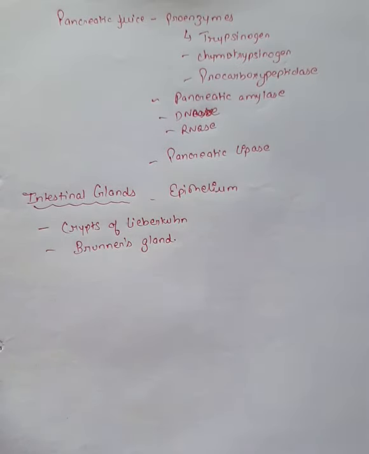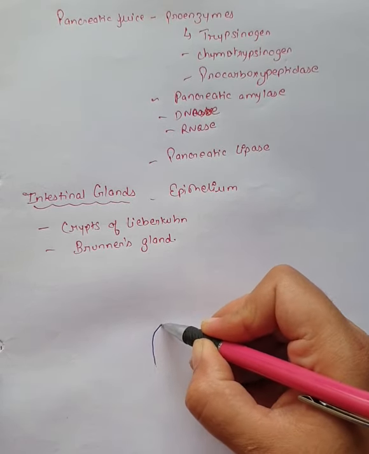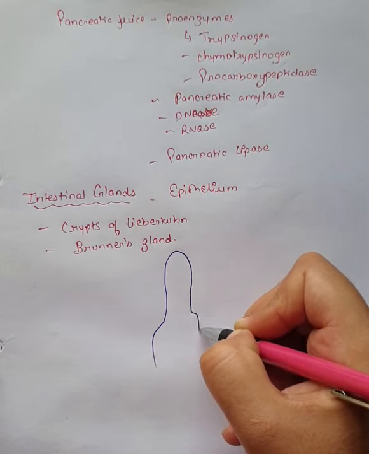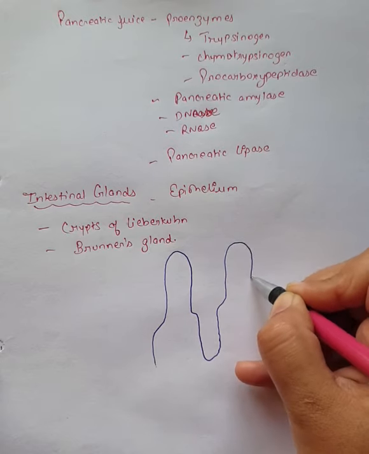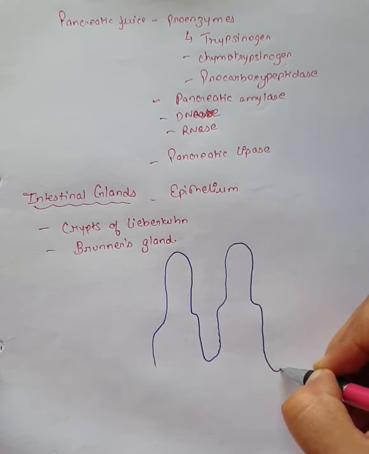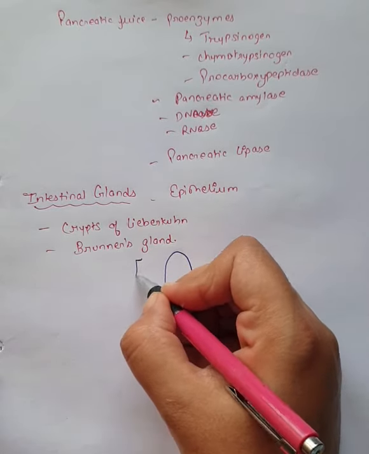How are these glands present? See, the intestine is going to fold, and the folding of the intestine is going to give rise to villi. Villi we discussed earlier also. This is how villi are present, and the function of villi is to increase the surface area for absorption of food. So the upper portion of villi is involved in the absorption part.